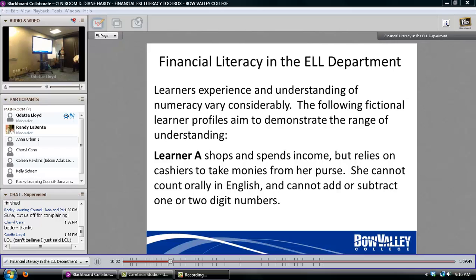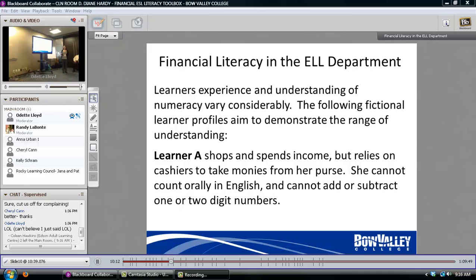We have learners, for example, like Learner A. They'll go shopping, they have money, but they actually rely on someone to take money from their purse. They're relying on someone to make change for them. In some cases, it's difficult to count in English. They can count in another language, and have difficulty adding and subtracting two-digit numbers.